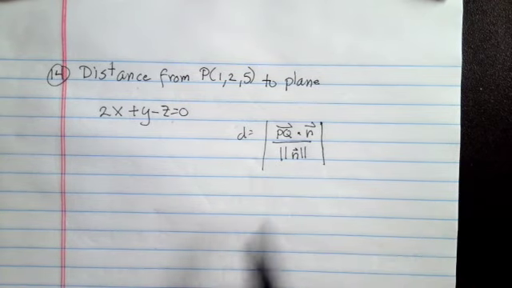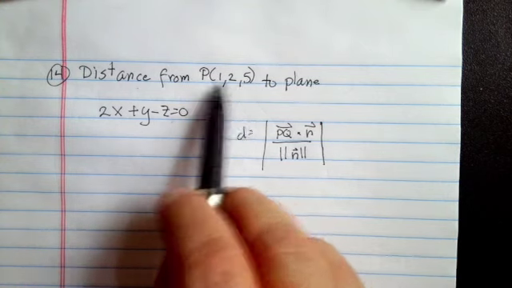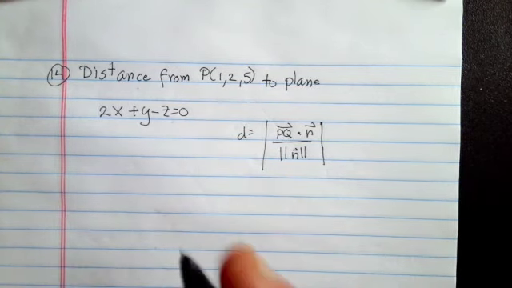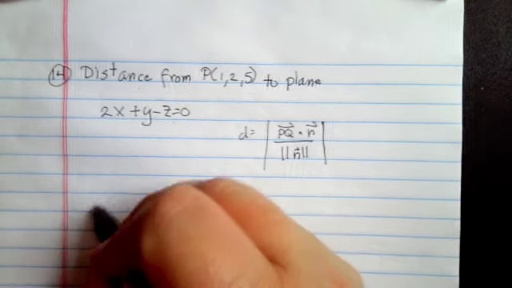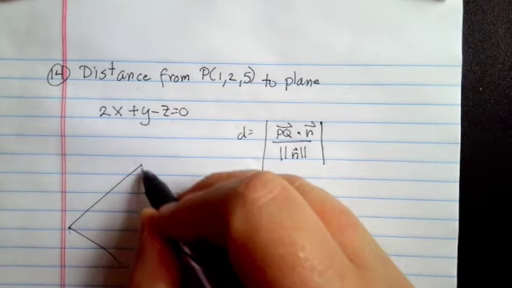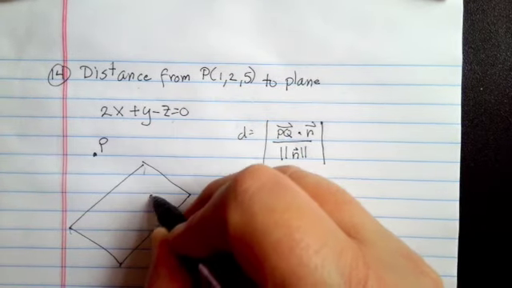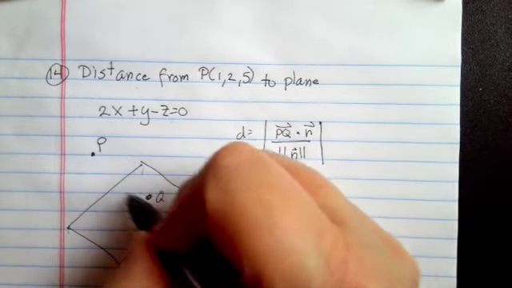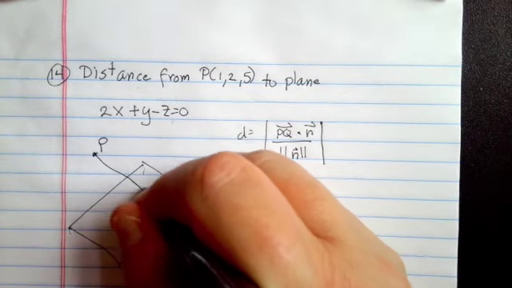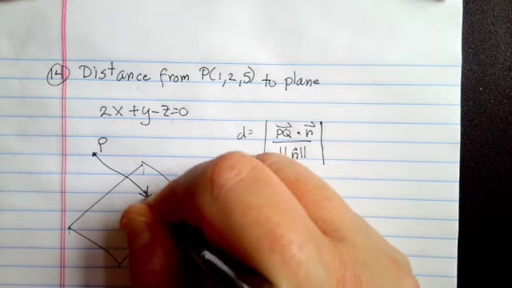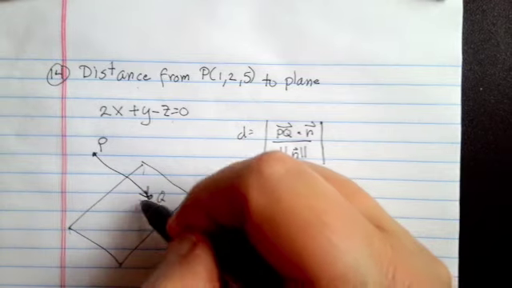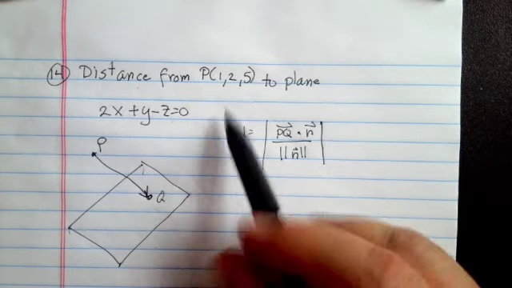What's this Q? Well, P and Q: one of the points is a point on the plane, and the other is a point off the plane. So this is the point off the plane. We need to find a point on the plane. I'll illustrate this. So we've got this point P off the plane. We need to find another point Q on the plane, and then find this vector from P to Q. So let's find any point on the plane.